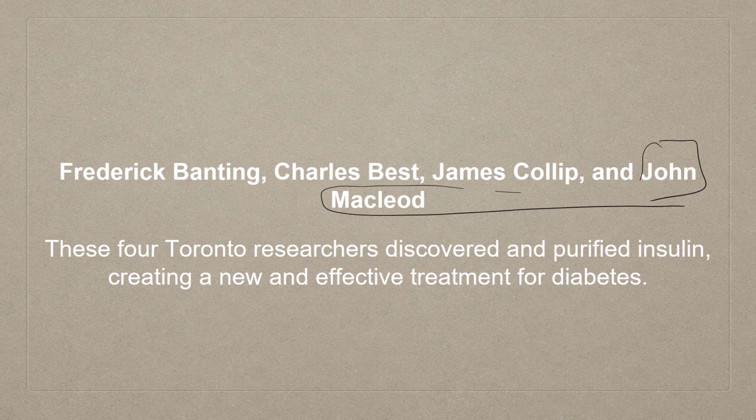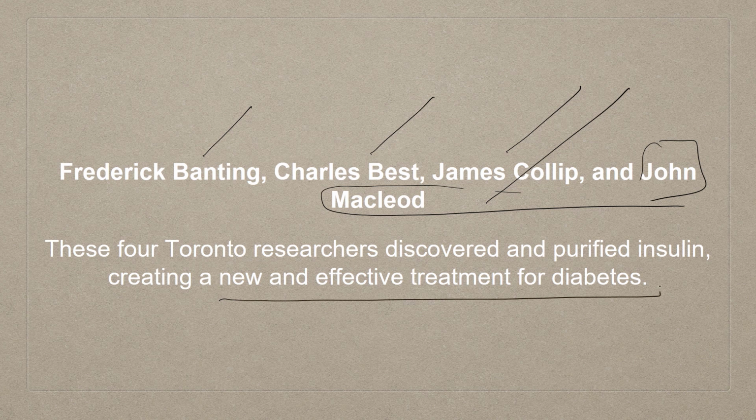So if you look at the story of insulin, the key part or the breakthrough consisted of the work of Frederick Banting, Charles Best, James Collip, and John MacLeod. These four Toronto-based researchers discovered and purified insulin, creating a new effective treatment for diabetes. But this was not that simple a story, and today I will start to share the story of these four people.